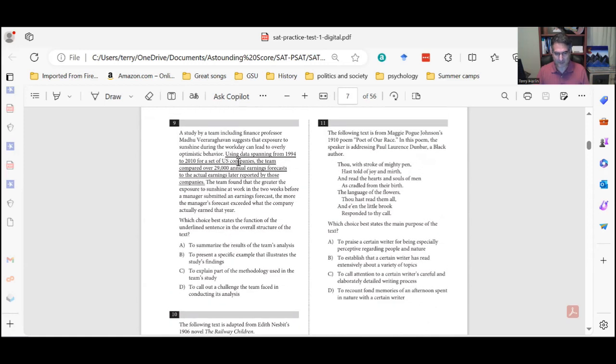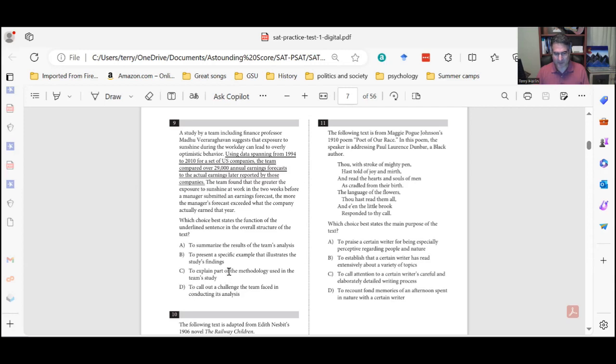So let's see. A, to summarize the results of the team's analysis. No, it doesn't really talk about the results at all. So we don't have the analysis here. It may be in the next sentence, but it's certainly not in this sentence. B, to present a specific example that illustrates the study's findings. Nope, not at all. It doesn't show us an example. It just tells us what they did to get the results.